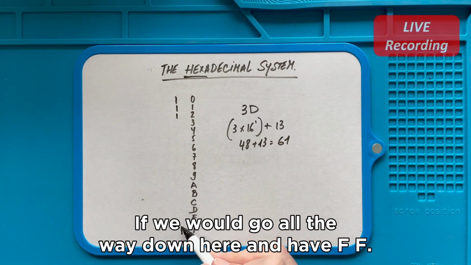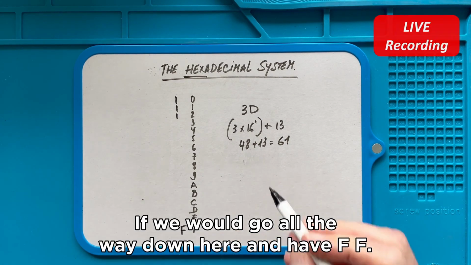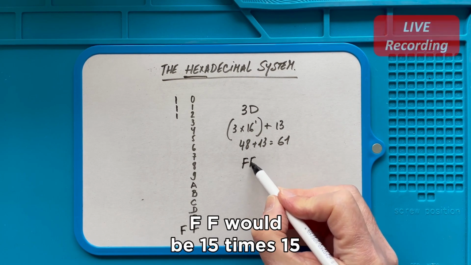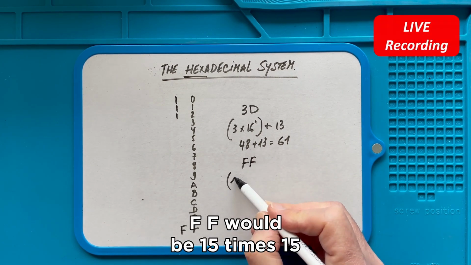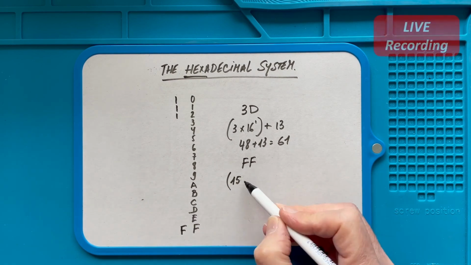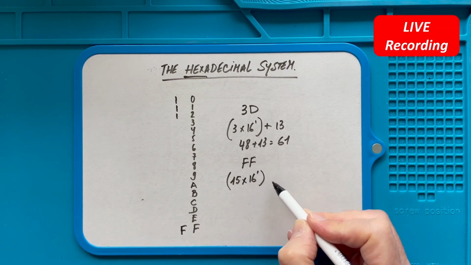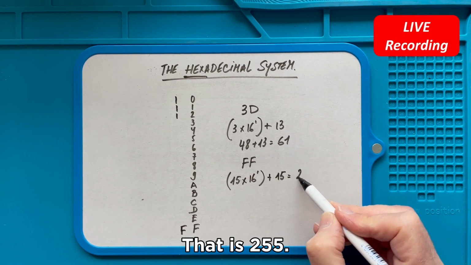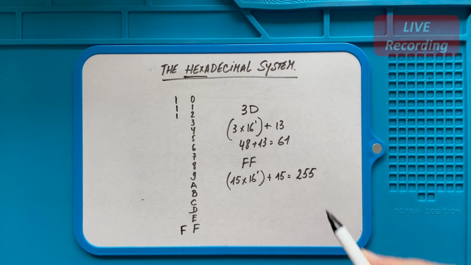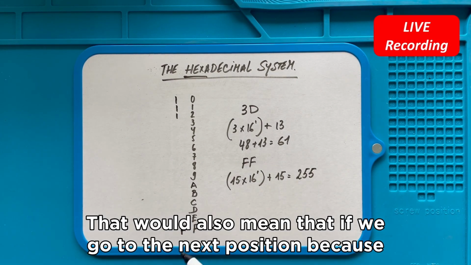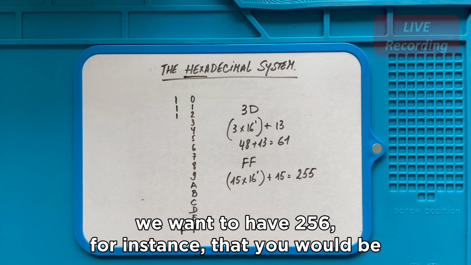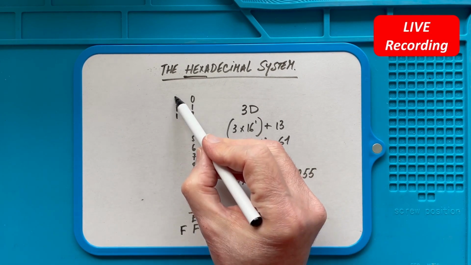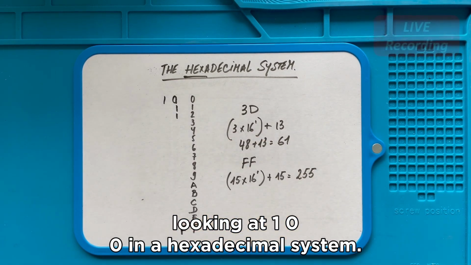Now, if we would go all the way down here and have FF, what would that be? So FF would be 15 times, because we know that F is 15, 15 times 16 plus 15. And guess what? That is 255. That would also mean that if we go to the next position, because we want to have 256 for instance, you would be looking at 100 as 256 in a hexadecimal system.